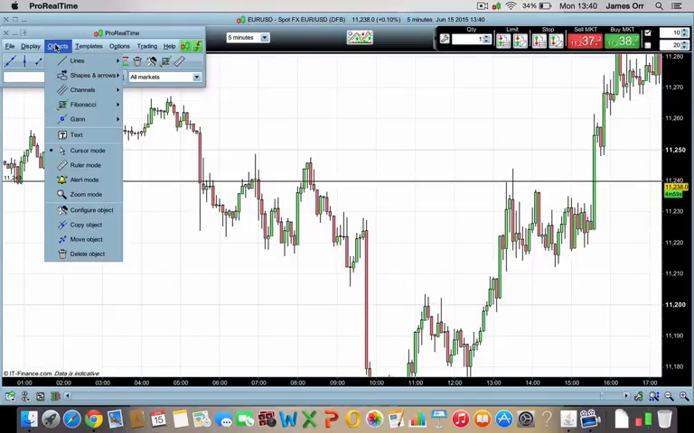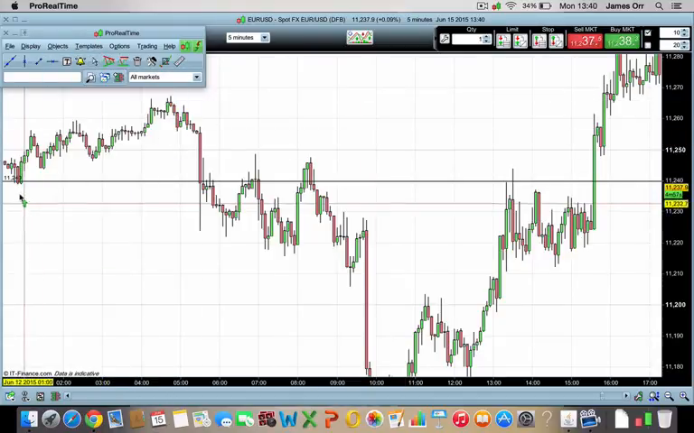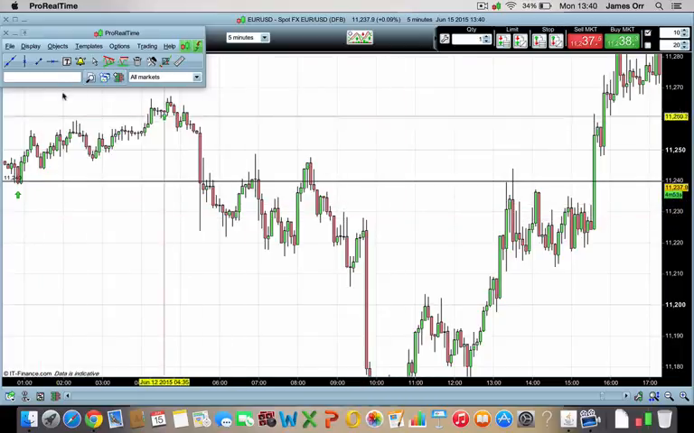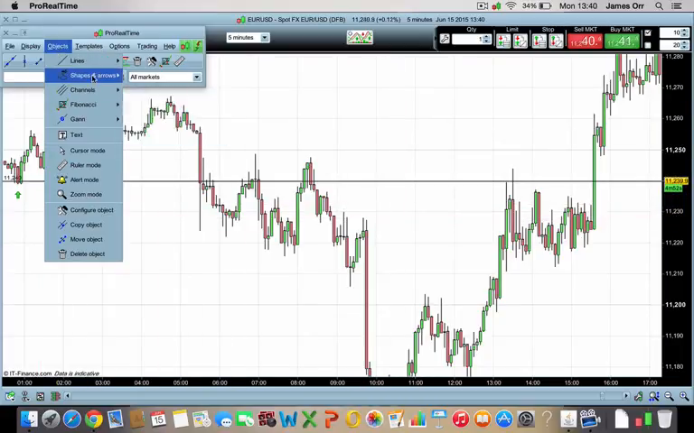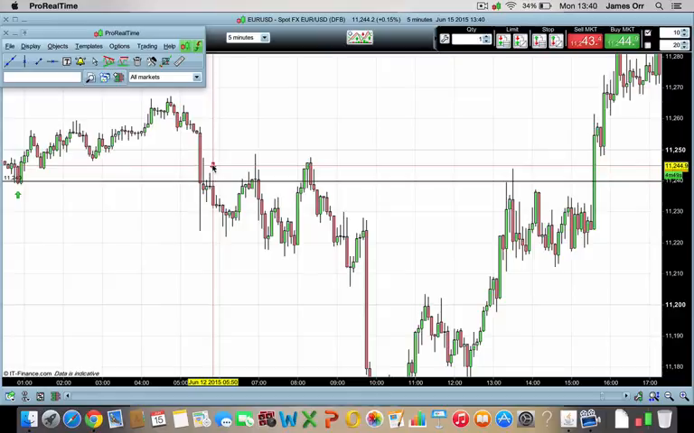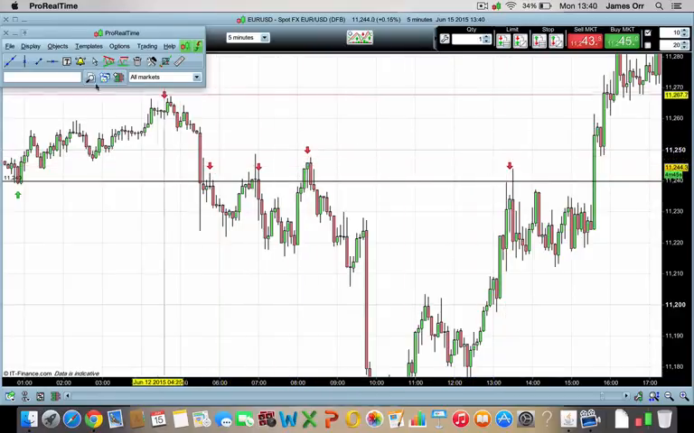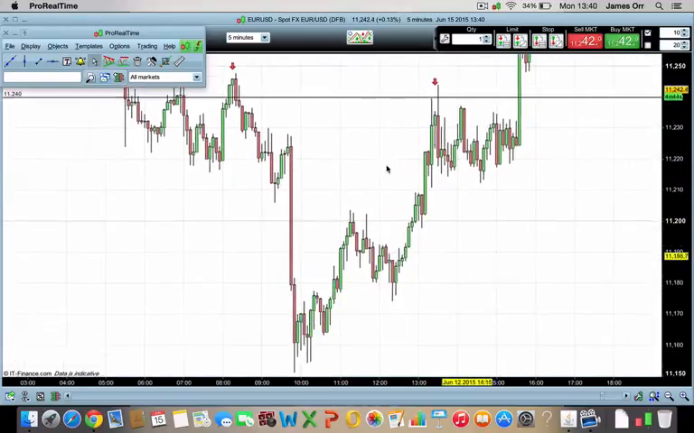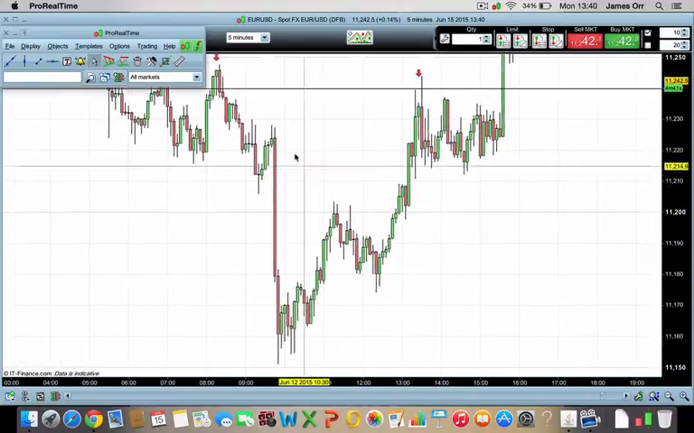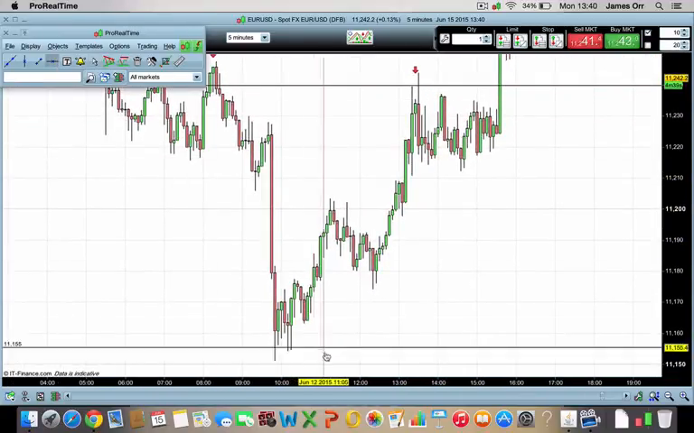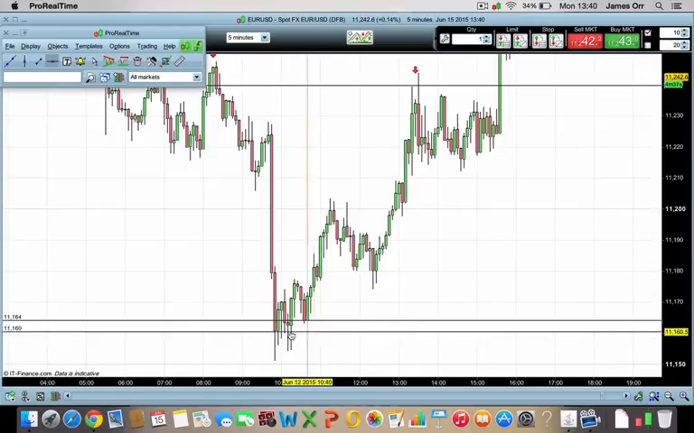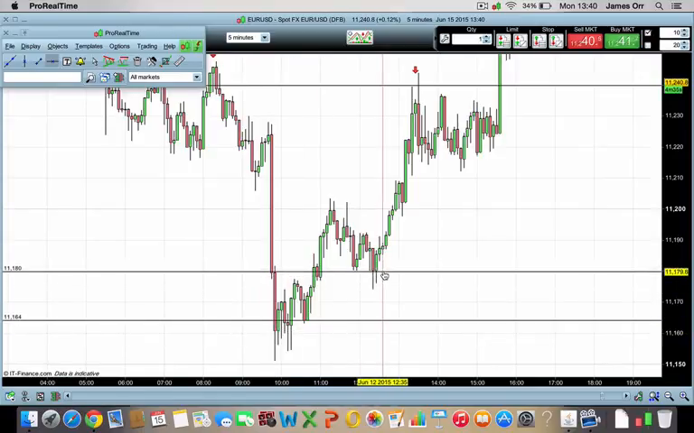You can see it's touched here, here, here, and here. So that's a fairly significant zone. Well, certainly for scalping it is. You've got another one down here. You've got another one here.